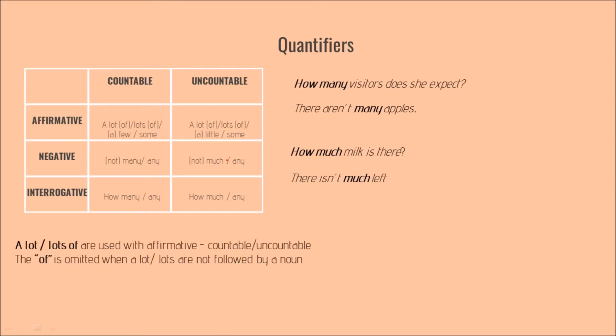When it comes to the quantifier a lot, we know that from the table here, it can be used with affirmative sentences, both with countable and uncountable nouns. But we omit the preposition of when a lot or lots are not followed by a noun. Are there a lot of books? We see the case here, it's a noun. Yes, there are lots. Since there is no noun following, then we omitted the preposition of.